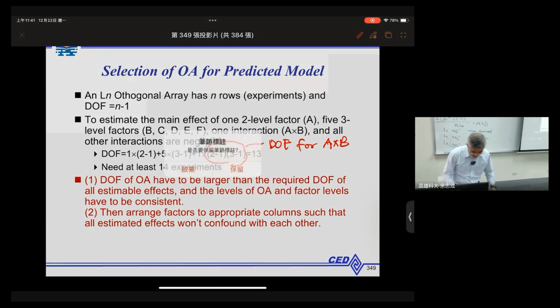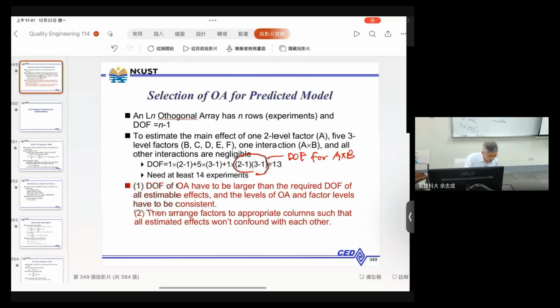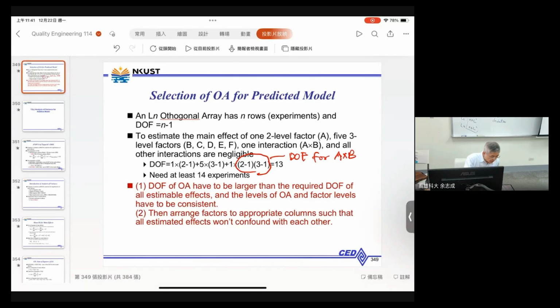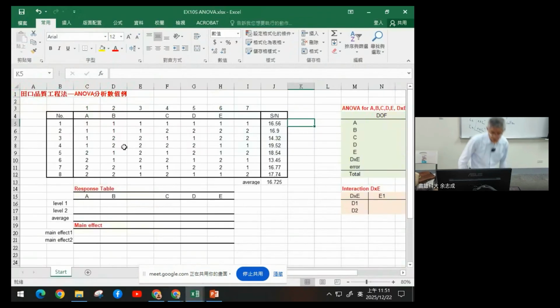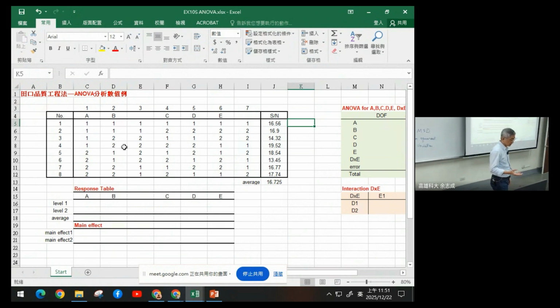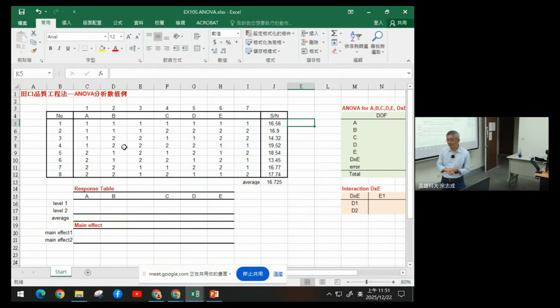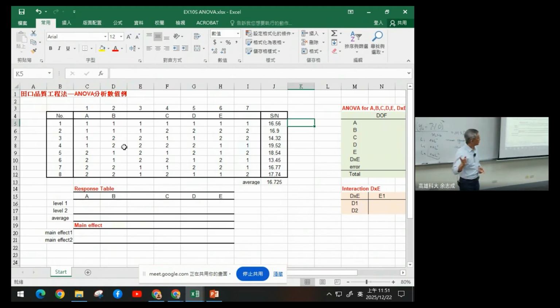Then we can start to, let's use the Excel to explain how to do the first decomposition for control factors. Okay, so please open the Excel file I gave you on the teaching platform. Okay, so please open the data. Any problem? Do you know where to get this data file? All right.